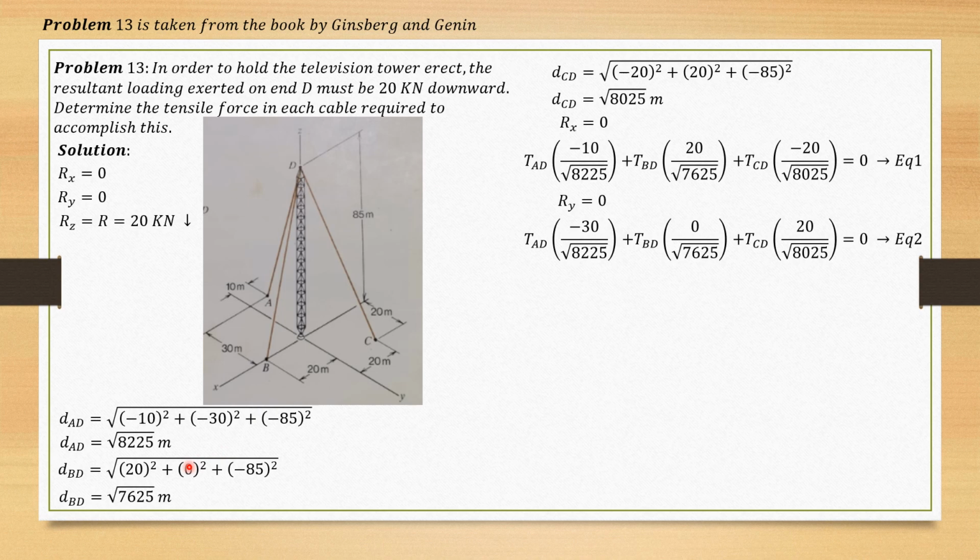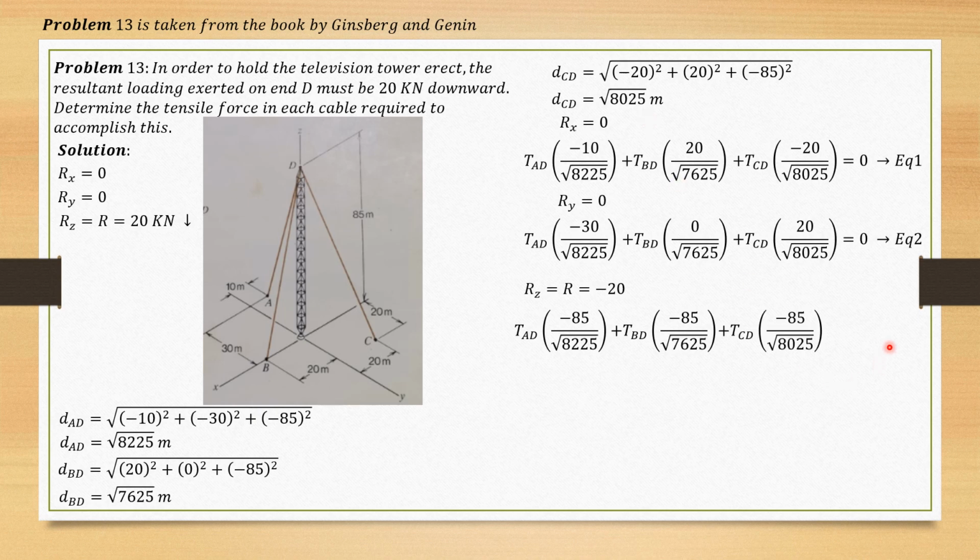Then the summation of forces along Z is equal to negative 20. So the Z component of AD: tension AD times negative 85 over square root of 8225, plus tension BD times negative 85 over square root of 7625, plus tension CD times negative 85 over square root of 8,025, equals negative 20. Call that equation 3.